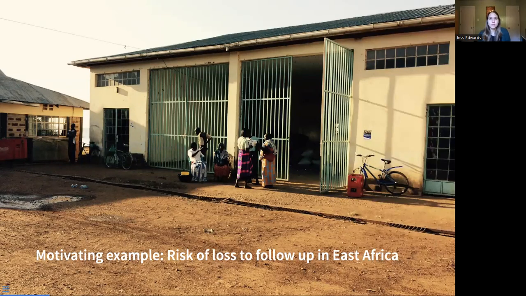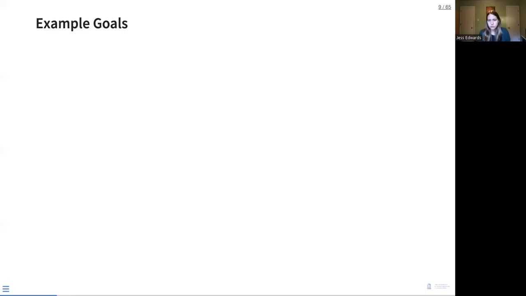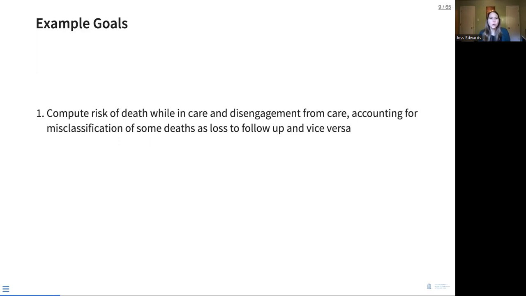I'll use this motivating example where we're really interested in estimating the risk of loss to follow-up and death prior to loss to follow-up in East Africa. I'll come back to the example in depth later, but here I'll just say that the goals were to estimate the risk of death and disengagement from care, accounting for misclassification of some deaths as loss to follow-up and vice versa. If you don't work in this area, this might sound a bit strange, but in settings without vital statistics registries, it can be difficult to know if someone dies. And so often in East Africa, people seeking care for HIV were being classified as lost to follow-up when they stopped coming back, when really the reason they had stopped coming back was because they had died. So in this setting, this misclassification is not uncommon.